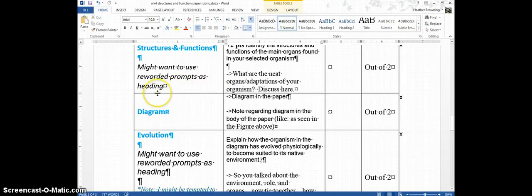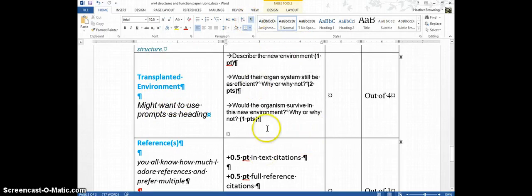So then here in the transplanted environment, you see I put this all in one chunk because it's probably just going to be one paragraph. So you have to tell me what the new environment is, tell me 2 points for the organ system, and one how it's adapted or how it works in this new environment. So like if you took something from the cold and moved it to the desert, how might it work? This is going to be from your brain, most likely. If you decide to do an invasive species or one that has moved, you can do that.